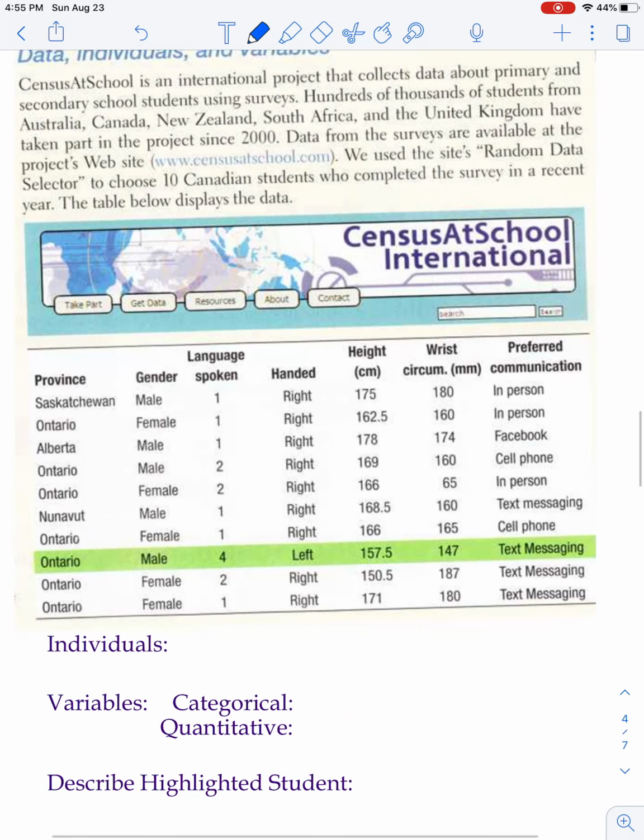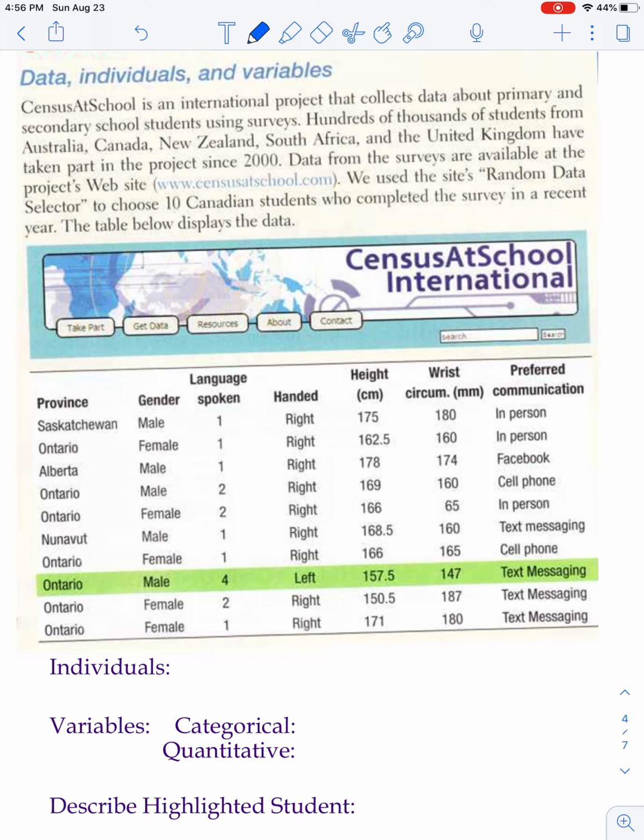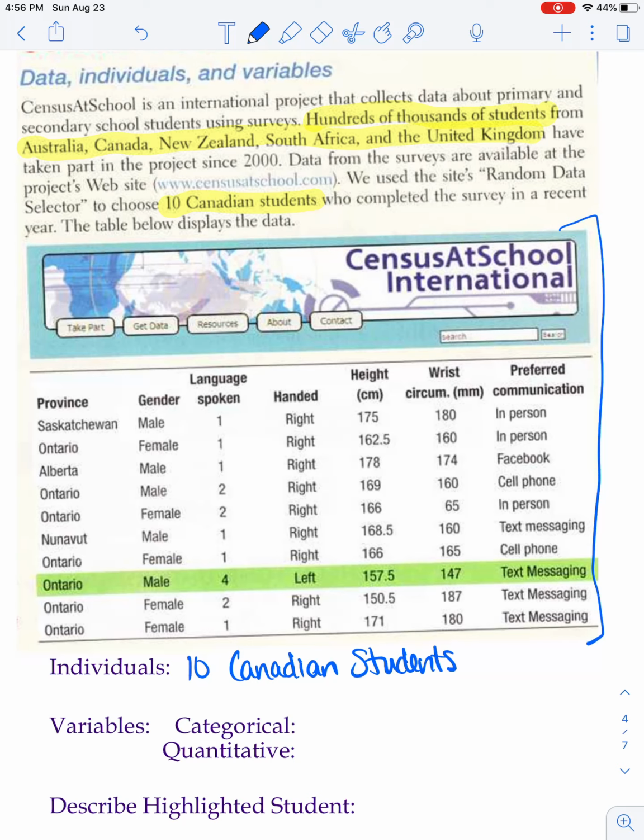Okay, so based on this, I want to know who the individuals are. Well, the individuals, they're not all students. It's not the hundreds of thousands of students from all these different countries. It's the 10 Canadian students, because that's what this data is about. So this is the 10 Canadian students, because it's asking us what this set of data is about.